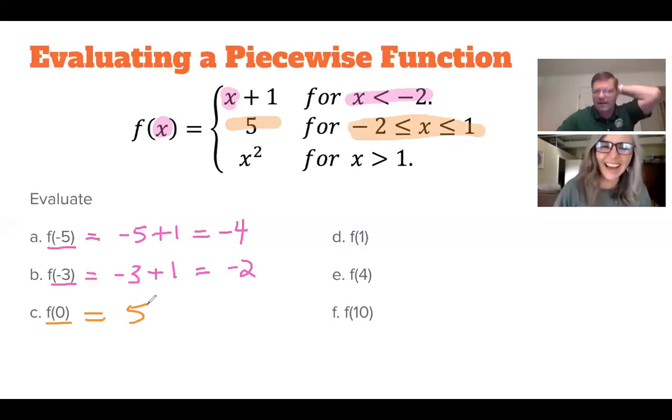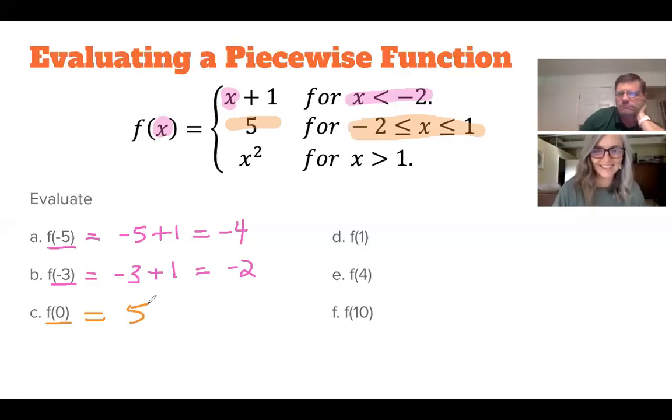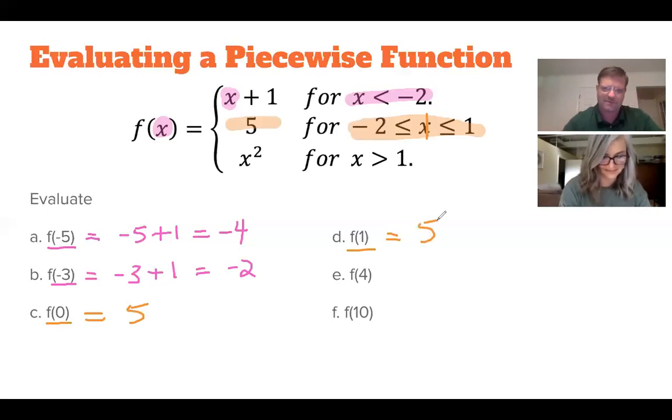All right, what about f of 1? Where does 1 fall? Is 1 bigger than 1? 1 is 1. If I put 1 in there, 1 is less than or equal to 1, because 1 is equal to 1. So guess what? This is still 5. And that one's super confusing because that's constant and one of the endpoints.